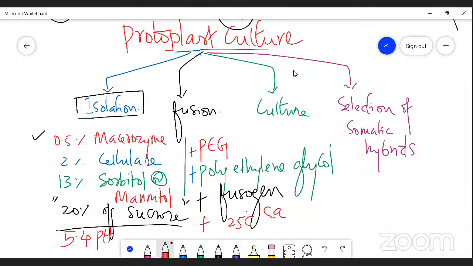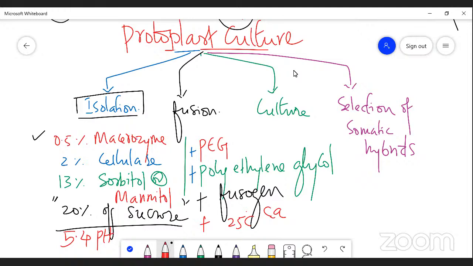Second step, I'm talking about the second step, fusion. Dear students, could you mention the name of the fusogenic agent which is involved in protoplast fusion? Polyethylene glycol. Very good. What is it? It is a fusogenic agent.